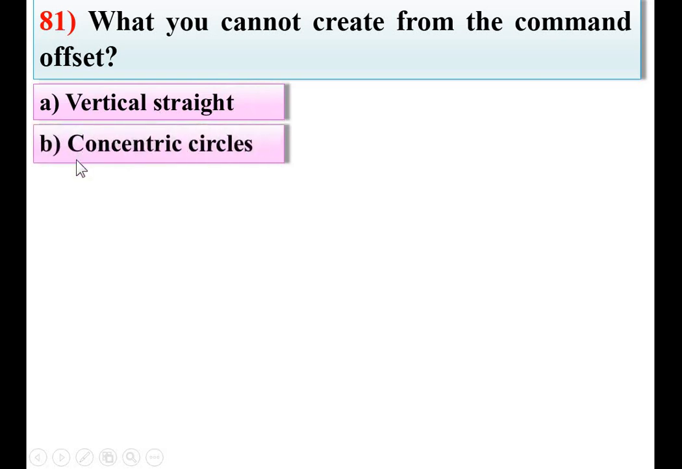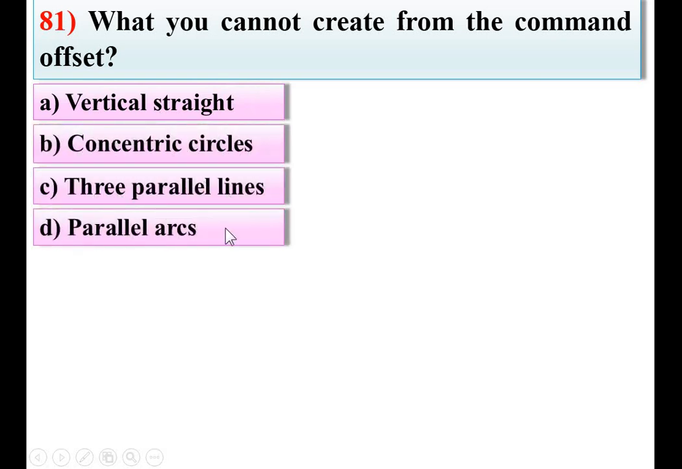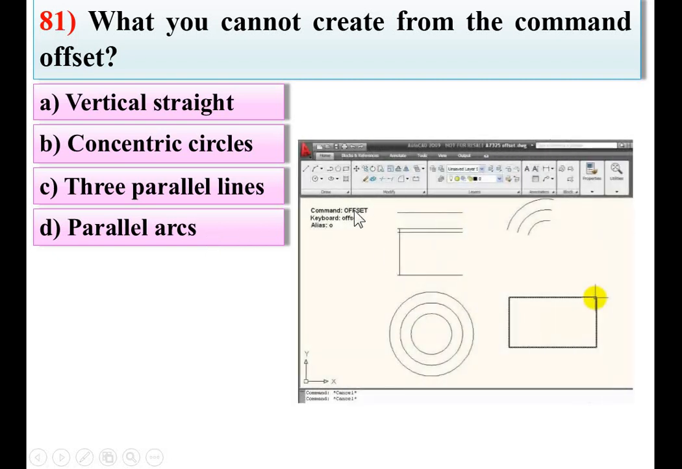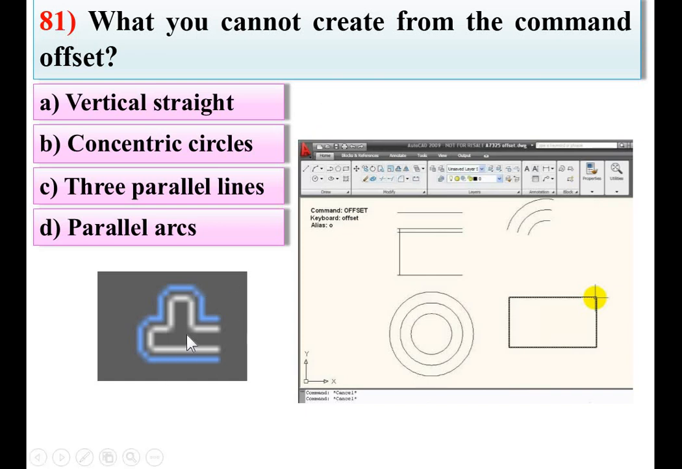Next, what can you not create from the offset command? Options: vertical straight, concentric circles, parallel lines, parallel arcs. So consider the figure. With the help of the offset command, I can draw the concentric circles, I can draw the parallel lines, I can draw the parallel arcs. The only thing I can't do with the offset command is a vertical straight line. So over here, I cannot create a vertical straight line by the offset command. So A is the right answer. And this is the symbol of the offset command, which you can see over here.